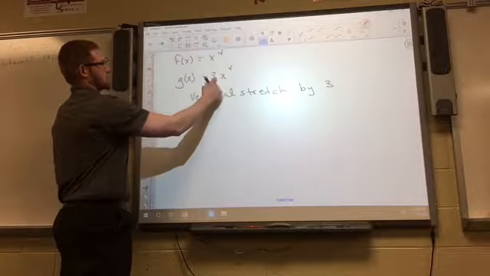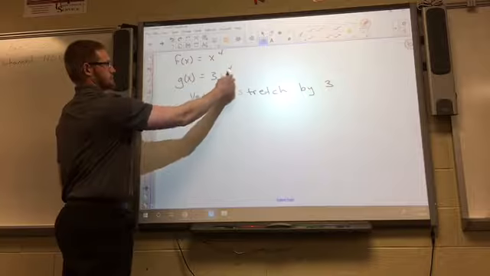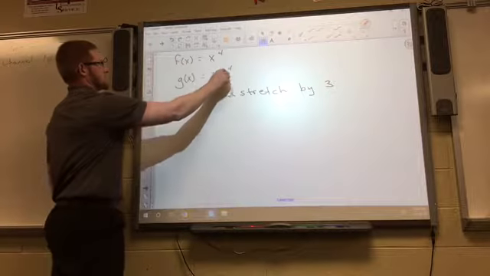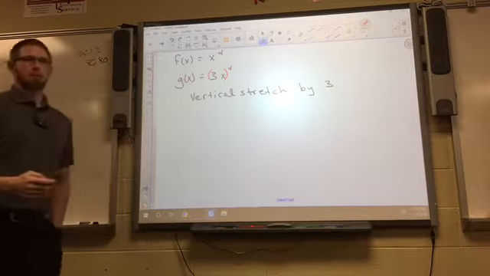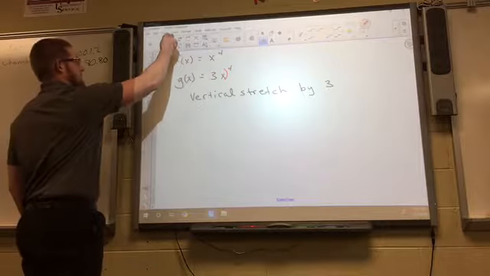Remember, vertical, I changed the whole function. This is x to the 4th. This is 3x to the 4th. Horizontal, I'm changing only the input. I'm only changing the x before I take it to the 4th power. Okay, we'll do one of those here and then we'll graph it.